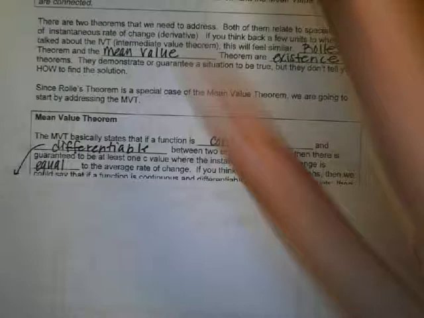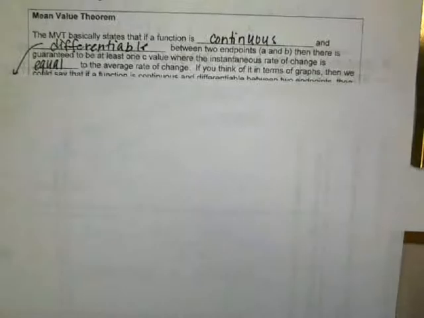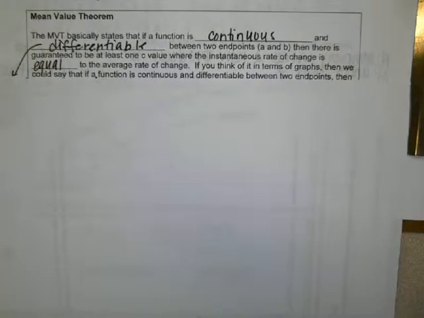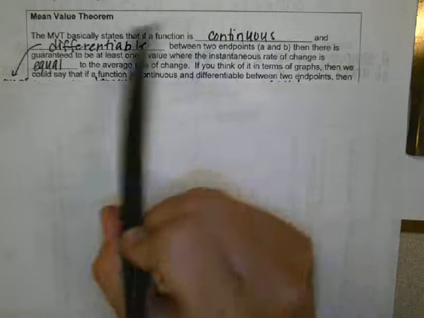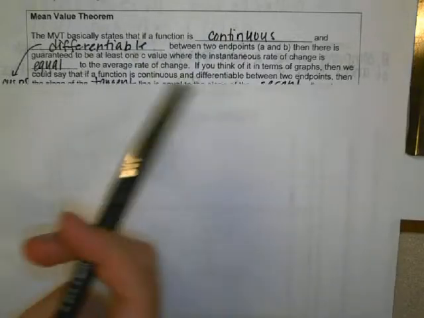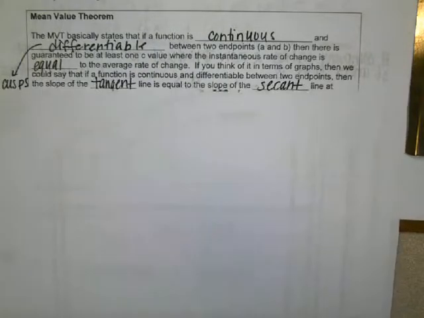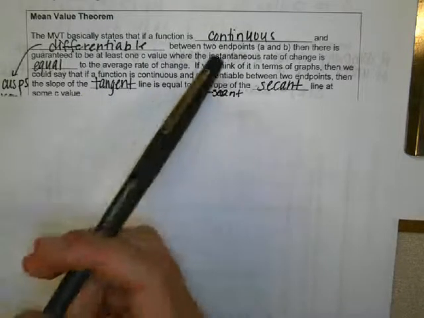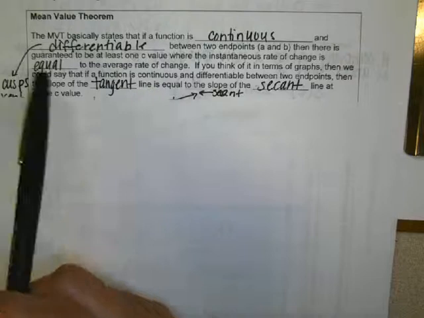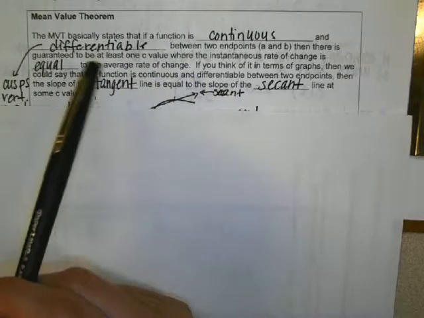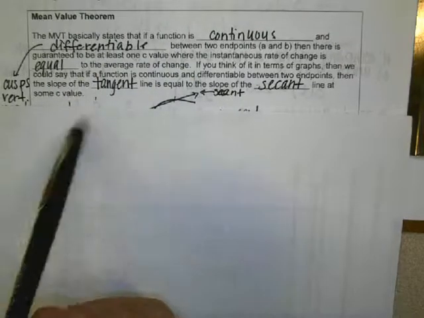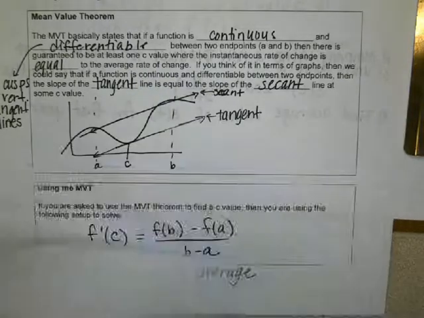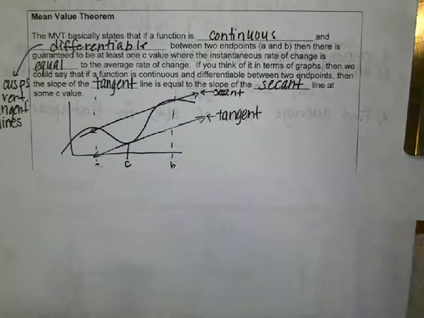Okay? If you think of it in terms of graphs, then we could say that if a function is continuous and differentiable between two endpoints, those are the stipulations that mean that this is going to happen, then the slope of the tangent line, because tangent lines are connected to instantaneous rates, will be equal to the slope of the secant line. And a secant line is a line that just connects 2 points, so that's talking about average rate of change.